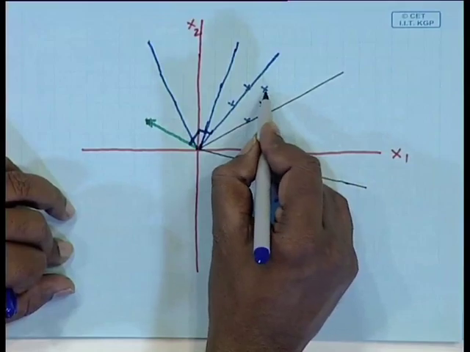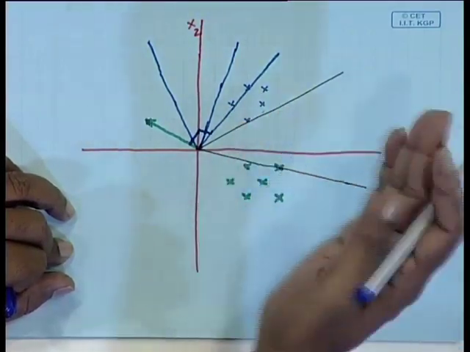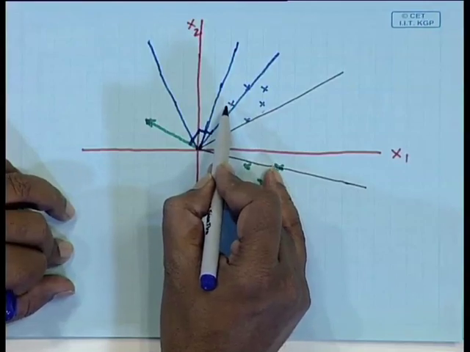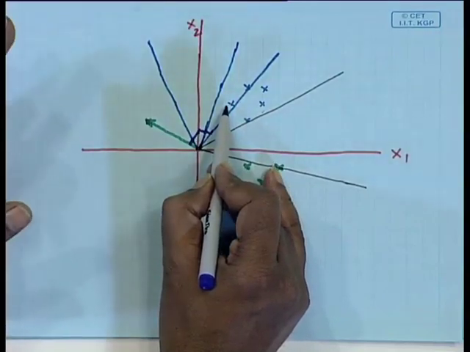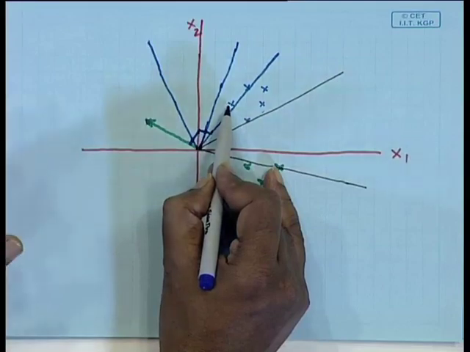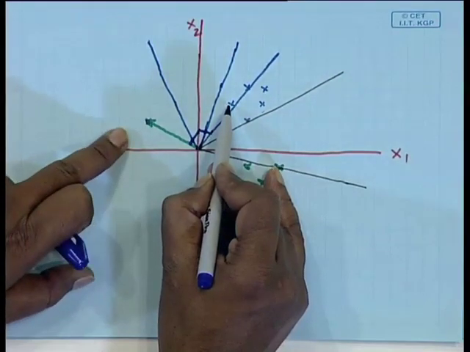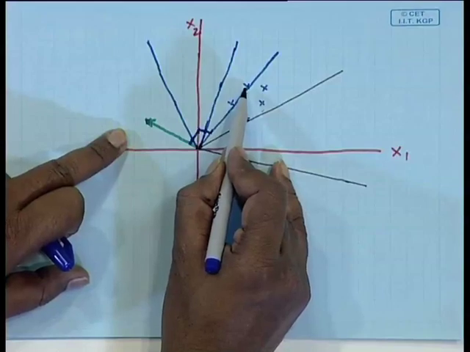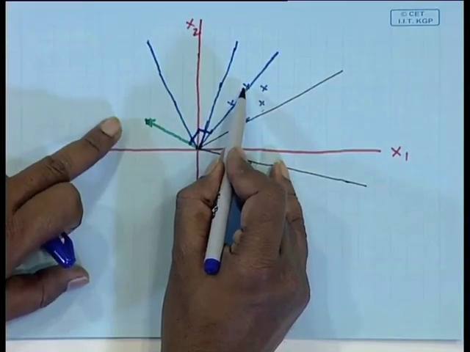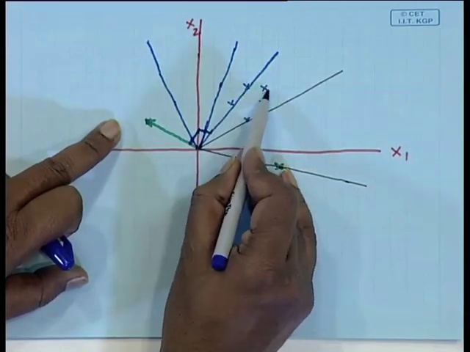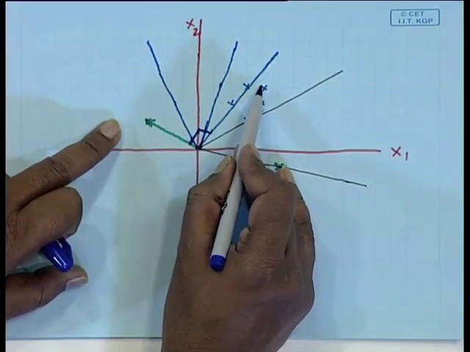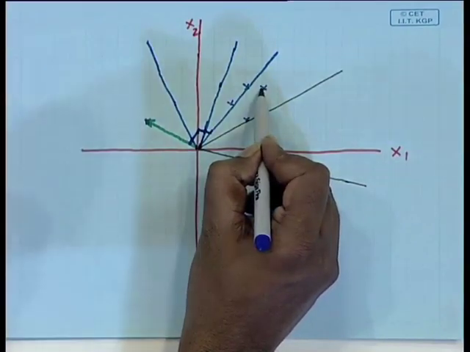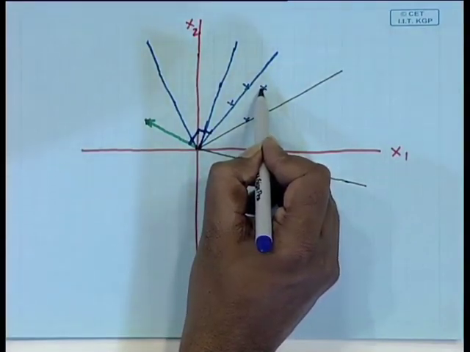Suppose I take the samples in a sequence, say this is my y 1. I initially considered this sample for testing, and I found that it is properly classified, so I do not modify my weight vector. Then I considered this sample, which is also properly classified, so I do not modify my weight vector. The third sample is possibly this one, and for this sample I find that A transpose Y has become less than 0, because this sample is misclassified.